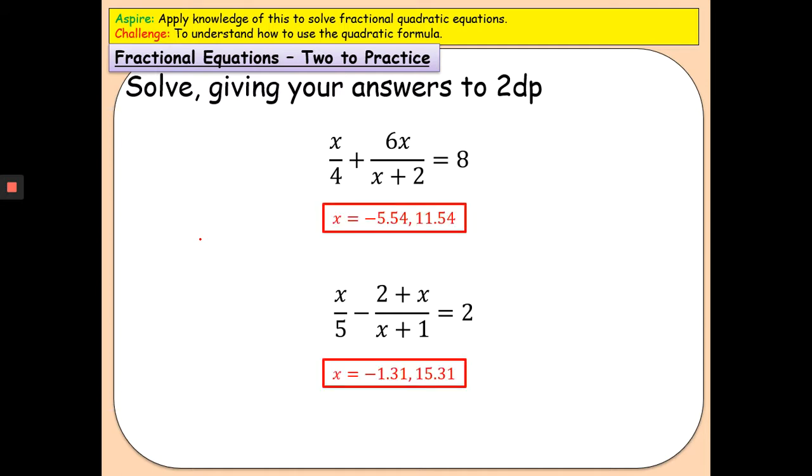Right, so here's your answers. Hopefully you've got those. We're going to have a go at a more tricky example now, slightly harder.